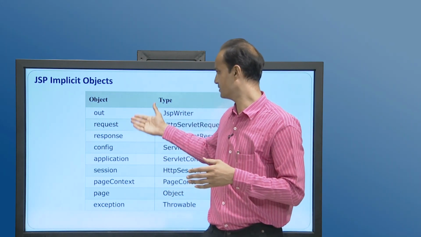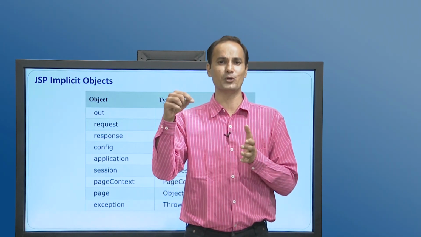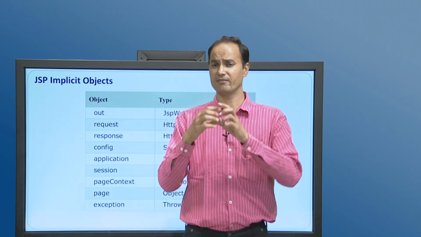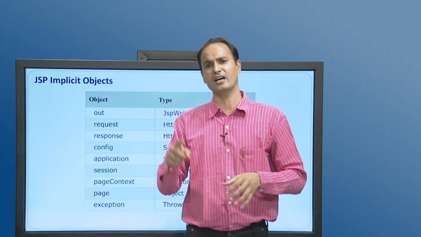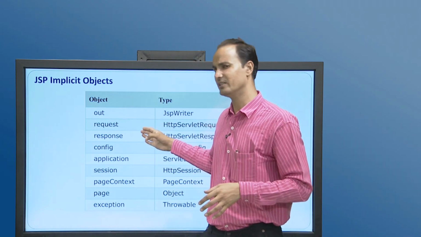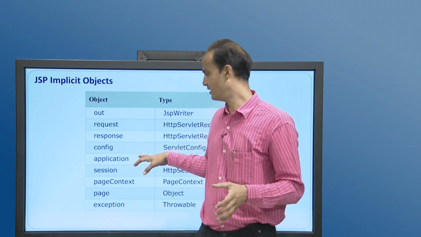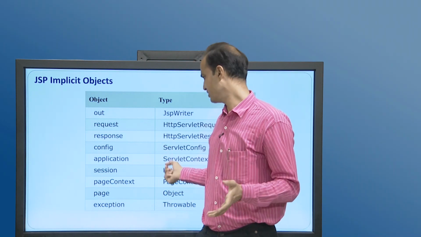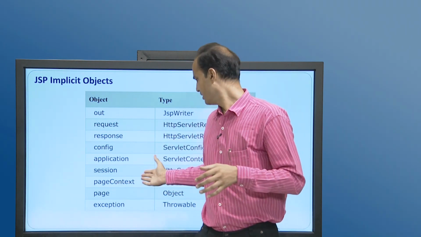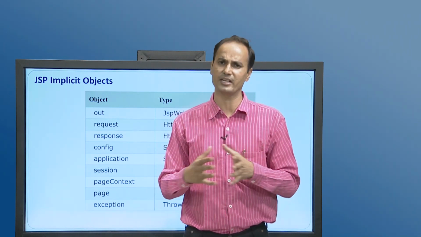Apart from request and response, there is an out object. In a servlet we were using PrintWriter out equal to response.getWriter. We are getting the PrintWriter instance using the getWriter method, but here we do not need to write these things. We can directly write the out object and print the statement, out.println. In the same way, the config instance is there to configure the servlet initialization parameters, the application instance is there, the session instance is there to set the session, pageContext we can use to set the context and environment information, then the page object is already there. If an exception occurs, then you can handle it using the exception object.